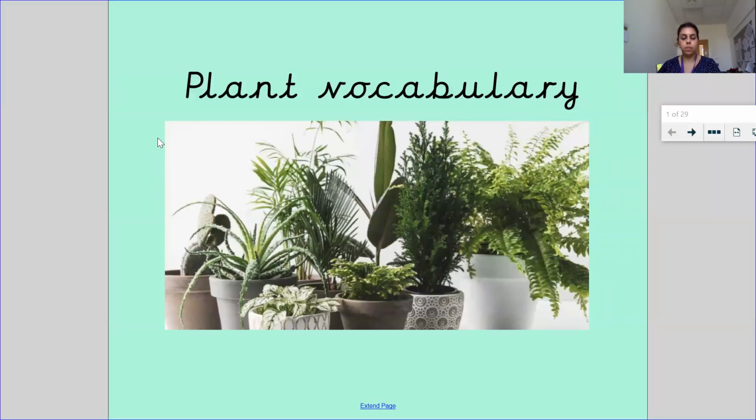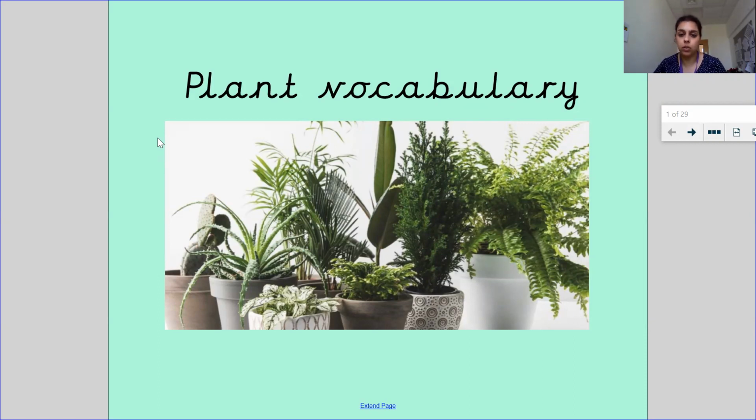Three. Our topic this half term is plants, and I'm going to go through some vocabulary with you so that you're aware of it before you start your lesson. I'm going to go through some definitions of some of the words you're going to be looking at, and hopefully that will help you when your teacher asks you it in class. So we're looking at plants.